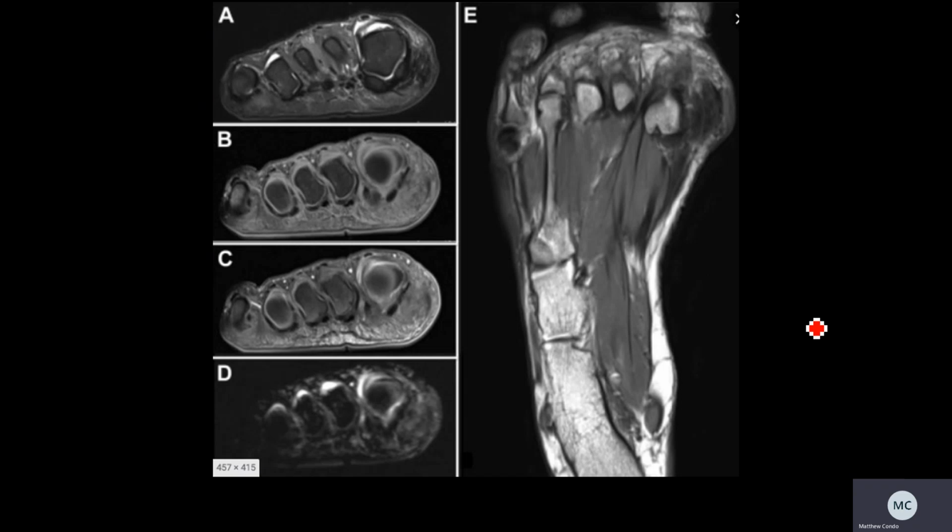This is another view. Obviously, we're looking at an axial view of the foot in addition to a planar view of the foot, right? So again, we may have multiple views happening with an MRI.